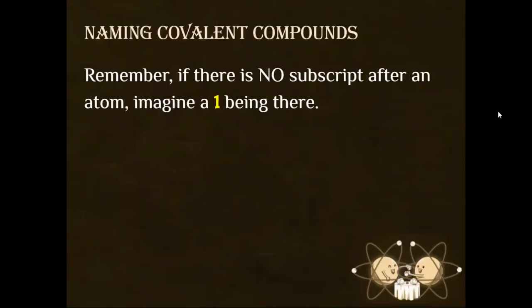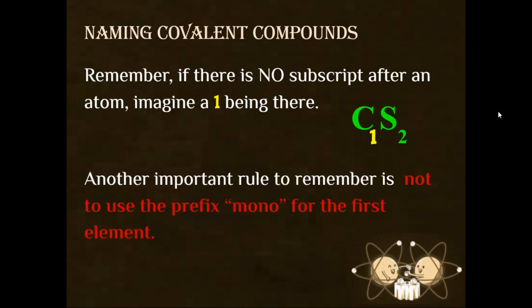Remember, if there is no subscript after an atom, imagine a 1 being there. For example, in CS2, C does not have a number after it. There's no number there. So we're just going to pretend that there's a 1 there. But another important rule to remember is not to use the prefix mono for the first element. So if you don't see a subscript for that first element, example here is C, we're not going to add mono for 1. Mono is only going to get added for the second element, never the first.